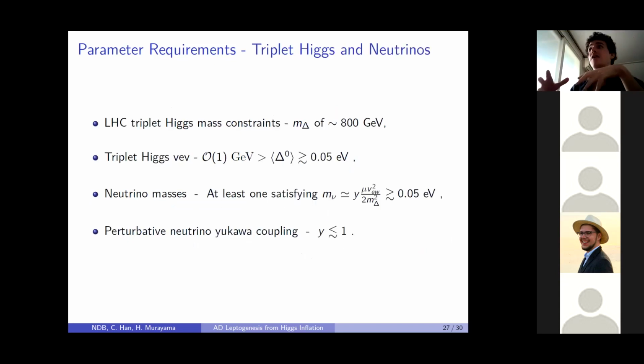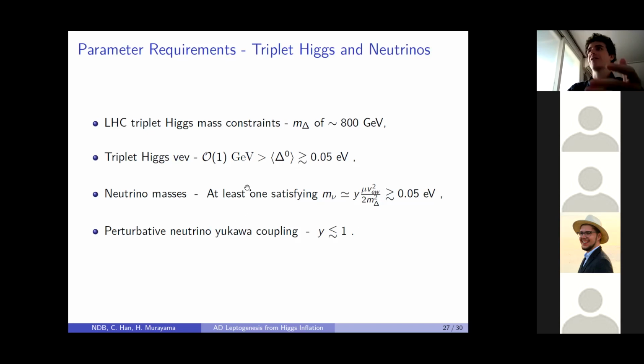Okay, and then we've got the inflationary constraints, the baryogenesis constraints, and then we also have just the constraints on the triplet Higgs itself at LHC and its VEV. And then we also have constraints on the neutrinos in order to get the correct neutrino masses, which also places constraints on the various couplings. And we required that the neutrino-Yukawa coupling doesn't become non-perturbative.